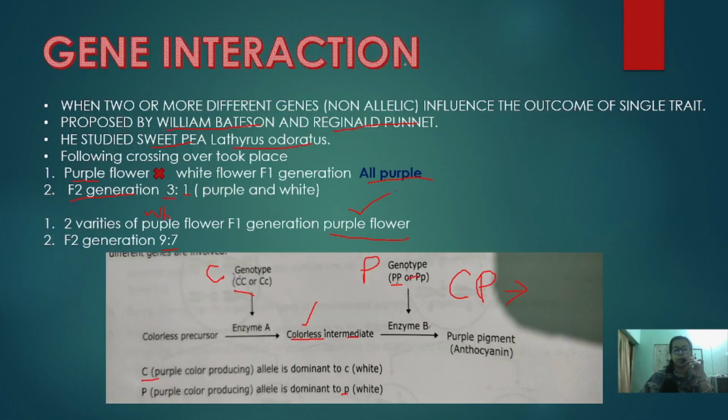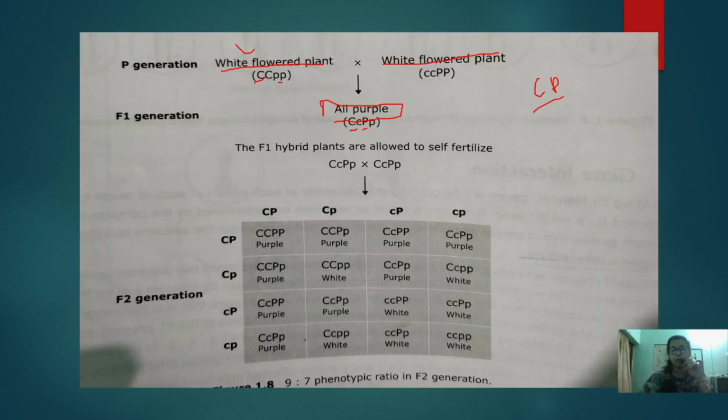By now you must be clear why purple flower will be formed. When these capital C and capital P interacted among themselves, that is when gene interaction was seen, then the purple color flower was formed. Okay. Next, what happened when the F1 hybrid was self-fertilized? Self-fertilized means it was crossed with itself only. Then we got the following F2 generation.